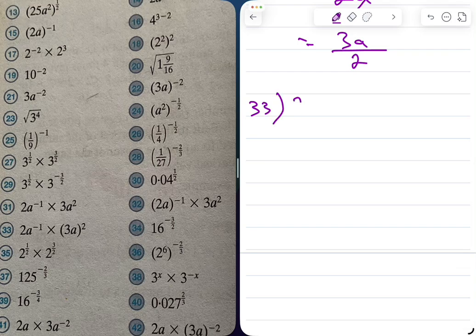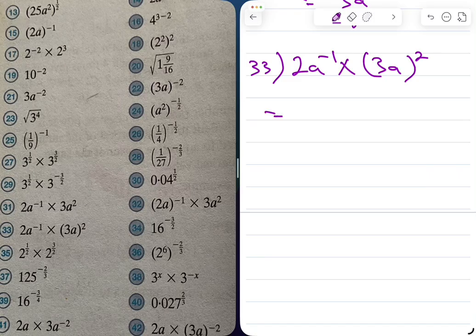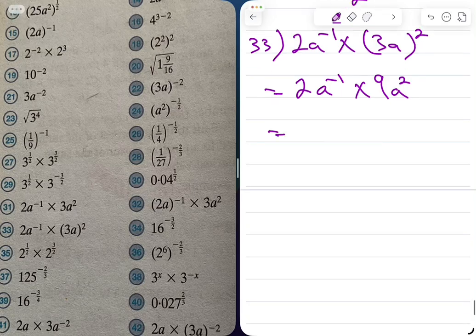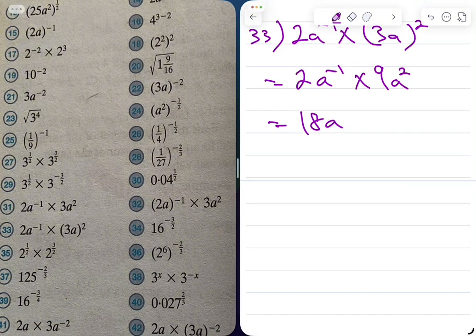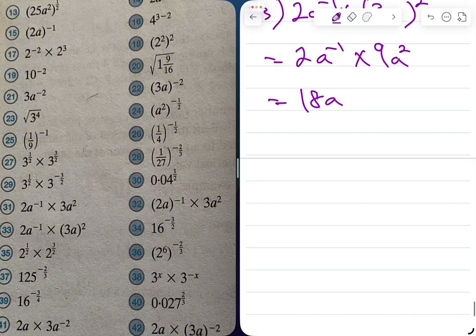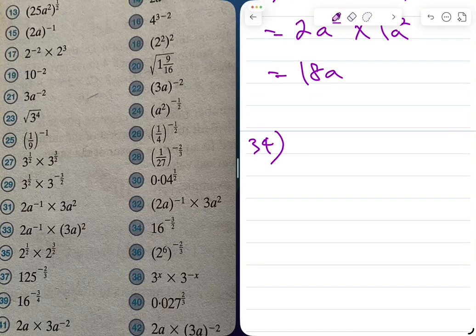Now to the next one, which is number 33. The question is 2a raised to power minus 1 times the square of 3a, which is equal to 2a raised to power minus 1 times the square of 3a, means 3 square, which is 9a square, that's a raised to power 2, and that simply means 2 times 9, 18. a raised to power minus 1 times a raised to power 2, that's a raised to power minus 1 plus 2, which is a raised to power 1, and that's the same as a. Now to the next, which is number 34.